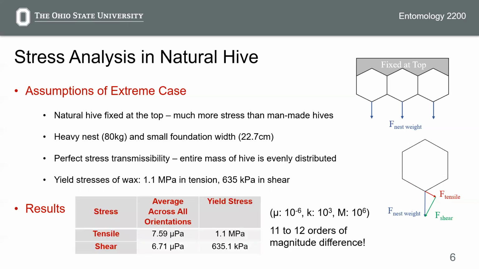After decomposing the stress due to the hive weight into its tensile and shear components, these are the maximum resulting stresses. I should note here that I looked at multiple different orientations of the cells, and I'm only reporting here the average values across all of those different ones.